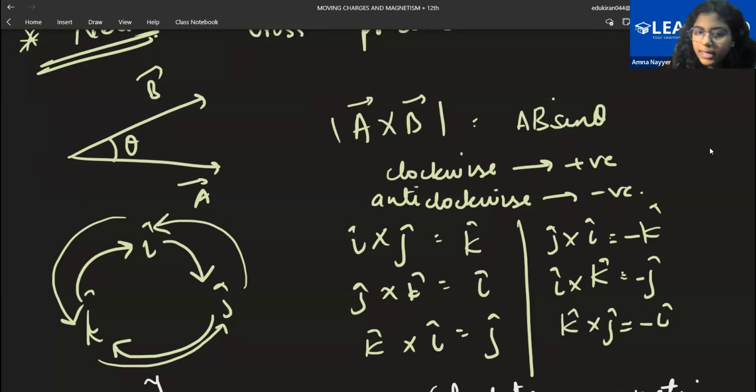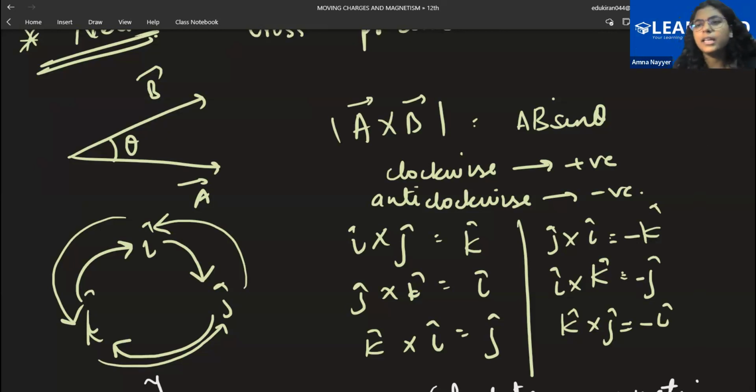We go clockwise, and whichever third one is left, that we write, like I cross J. So which one is left? K cap we write. J cross K, so I cap we write. Like this we move. Now for the signs, if we are moving clockwise from I to J to K, we use positive sign. If we are moving anti-clockwise from I cap to K cap to J cap, we use negative sign. That's it.